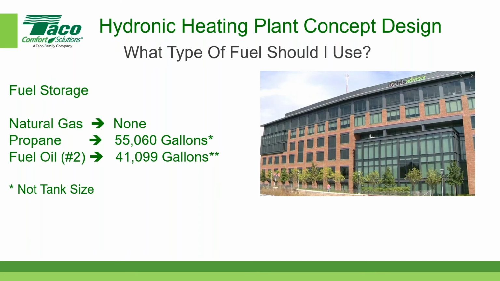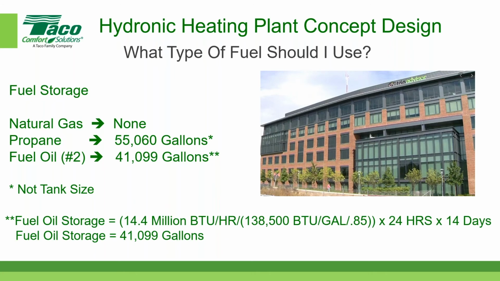Okay, so how did I figure out the size of the tank? Well, I did this little calculation. For the fuel oil storage, if our peak load is 14.4 million BTUs per hour, I divided that by 138,500 BTUs per gallon. That would tell me how many gallons I needed to burn per hour, if the boiler had 85% efficiency. So let me just grab my pen over here. So this is the heating value of the fuel. You divide by both the heating value and the boiler efficiency.